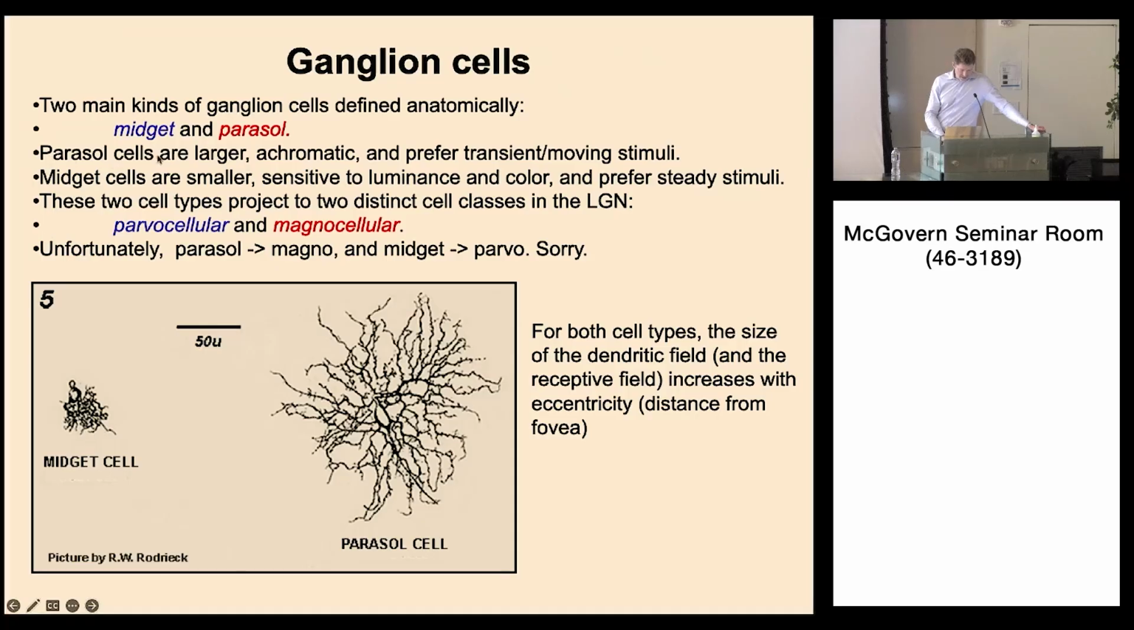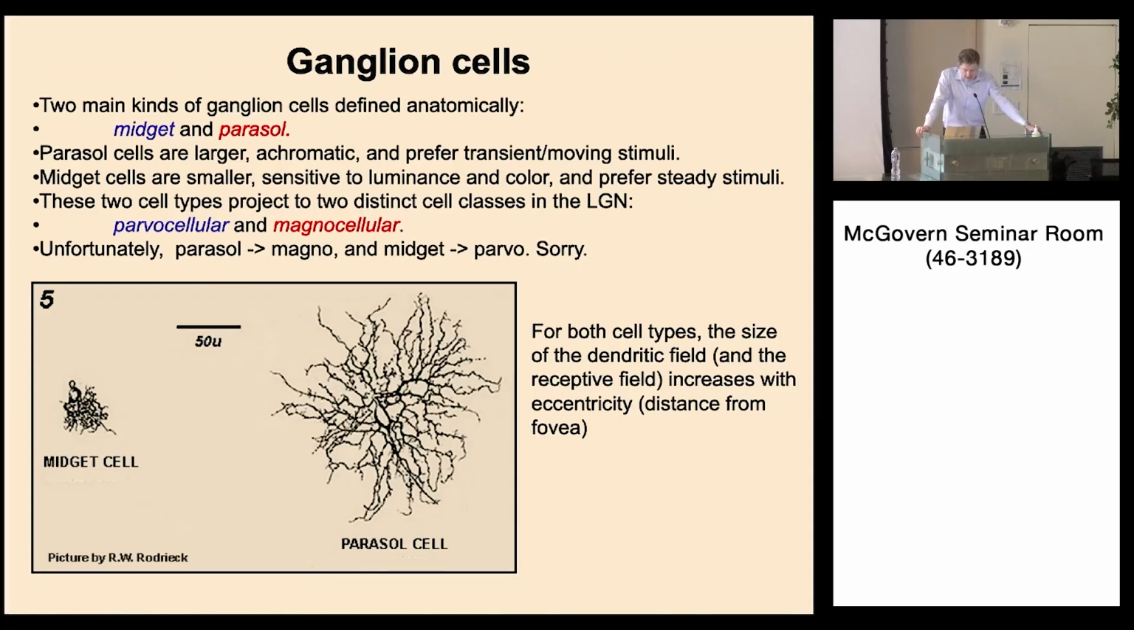All right. So parasol cells and midget cells differ in a bunch of their response properties. So parasol cells are what are called achromatic. So they tend to respond equally to all wavelengths because they pool responses across cones. They tend to prefer stimuli that change a lot over time. Midget cells are often sensitive to both luminance and color. That's often because they'll receive input from particular types of cones and to be less sensitive to temporal changes in stimuli.